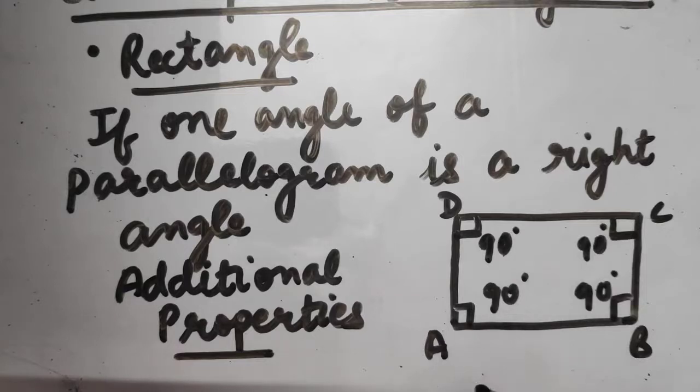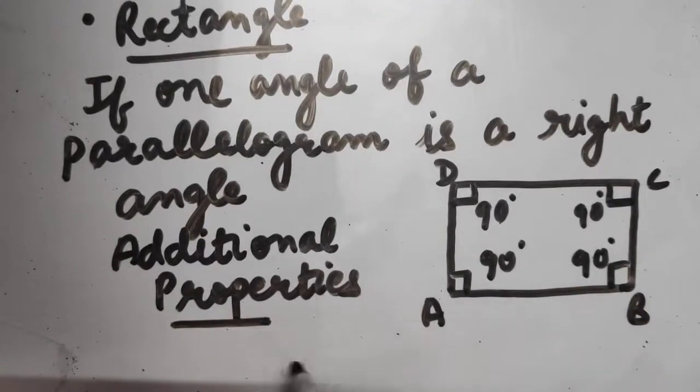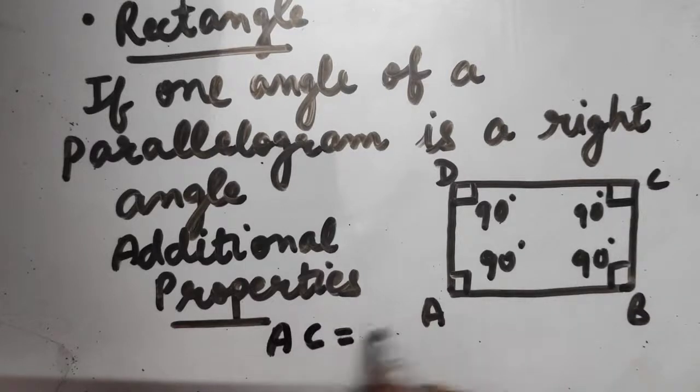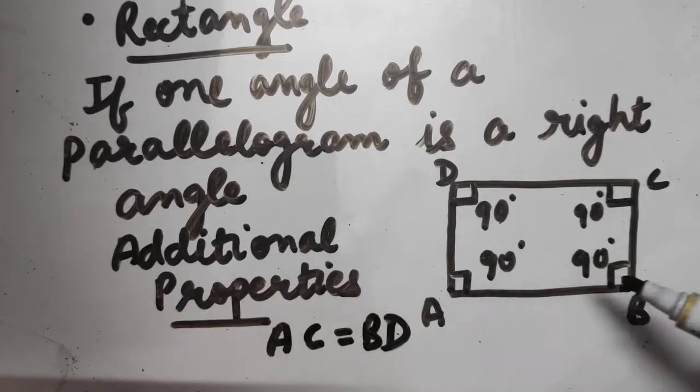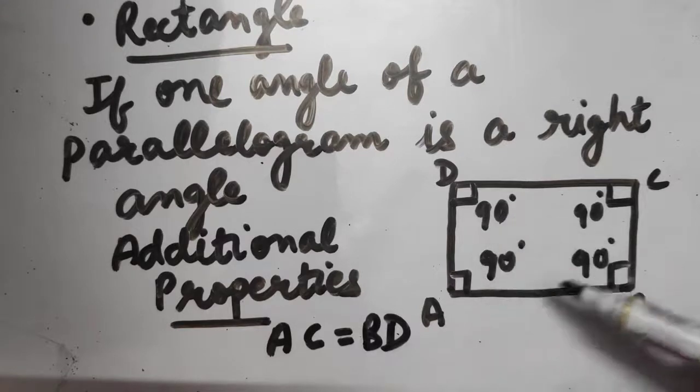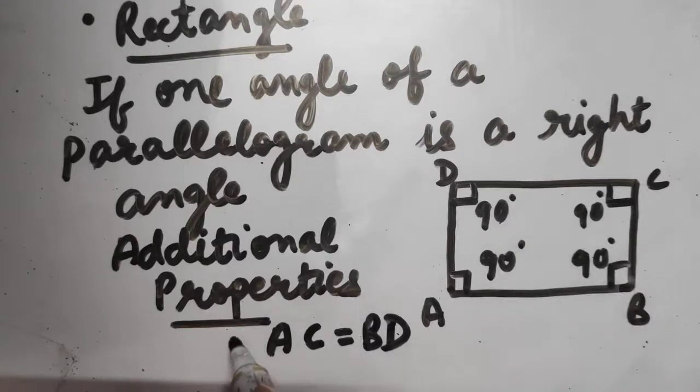Second property is the diagonals of a rectangle are equal. It means the diagonal AC is equal to diagonal BD. So what are the additional properties of rectangle? Angle A is equal to angle B is equal to angle C is equal to angle D is equal to 90 degrees. And the second additional property is the diagonals of a rectangle are equal. That is diagonal AC is equal to diagonal BD.